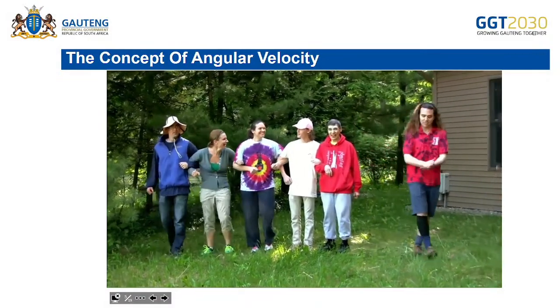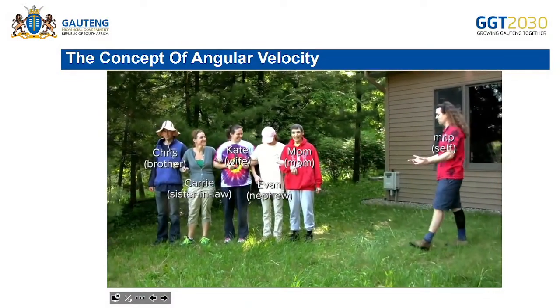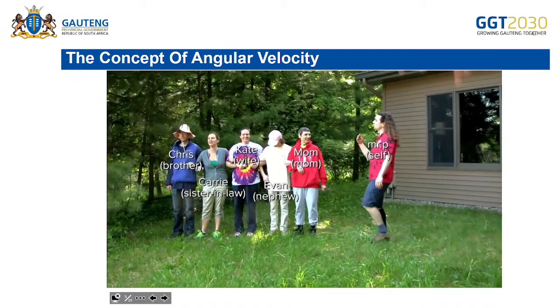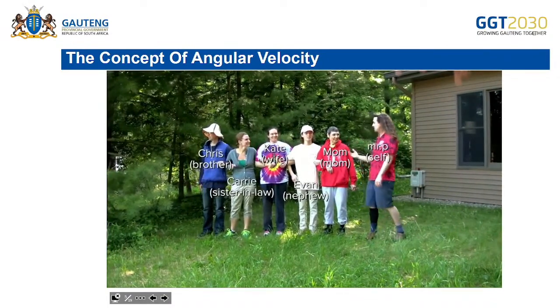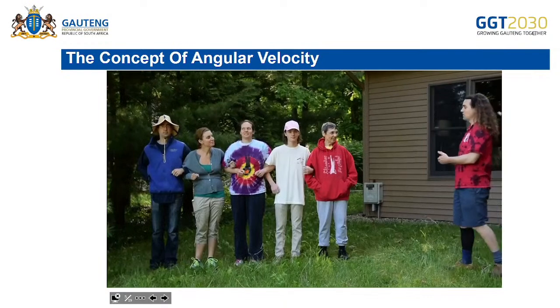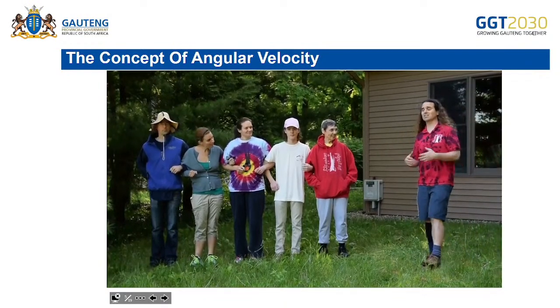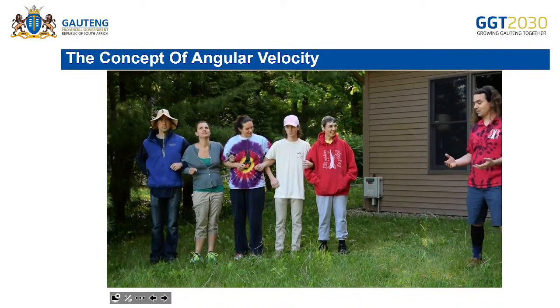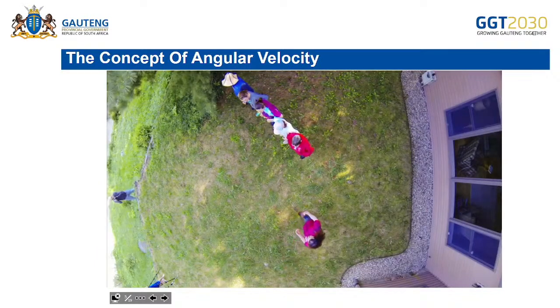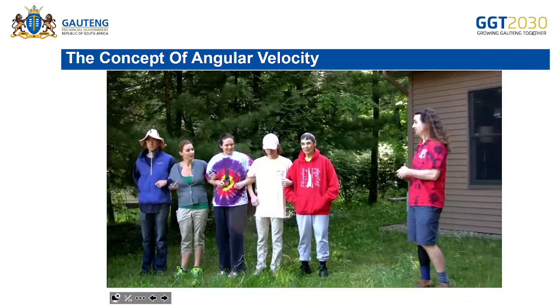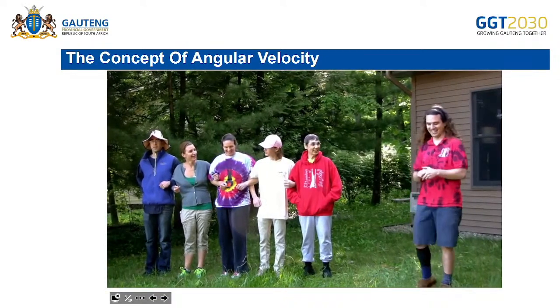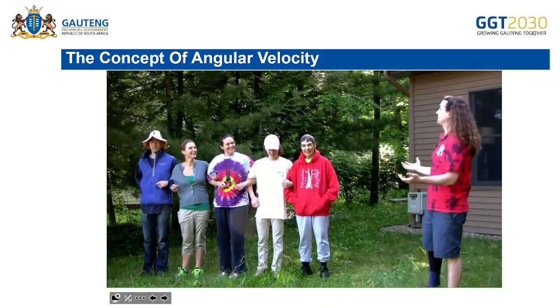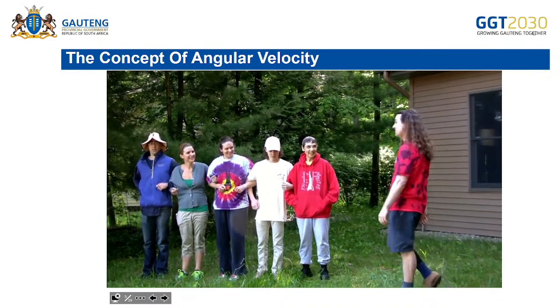Okay. So the important thing to hear is, if Uncle Chris could actually keep up, you have the same angular velocity. You're all moving through the same number of degrees in the same amount of time. So it's the same angular velocity. Something was different, right? Anybody have any ideas what was different?